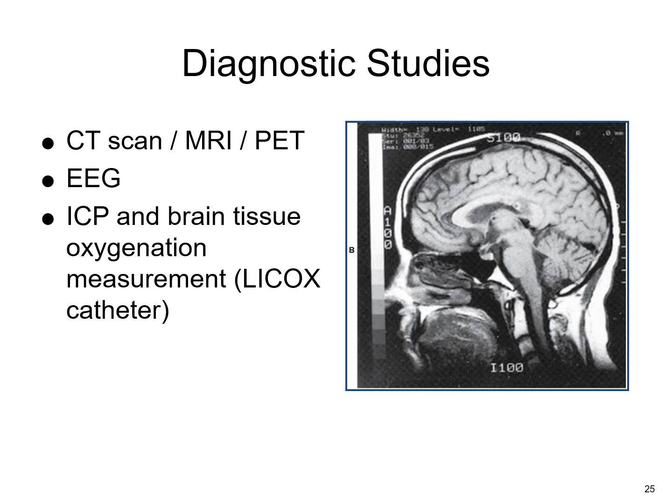Other tests include ICP measurement and brain tissue oxygenation measurement via the Licox catheter. ICP measurement or monitoring is used to guide clinical care when the patient is at risk for or has elevations in intracranial pressure. It may be used in patients with a variety of neurological problems, including hemorrhage, stroke, tumor, infection, or traumatic brain injury.